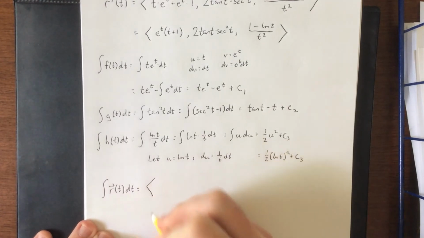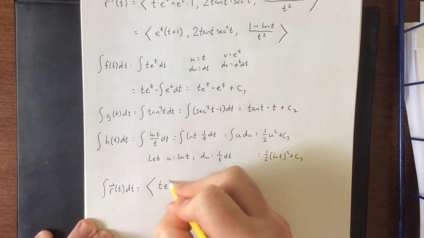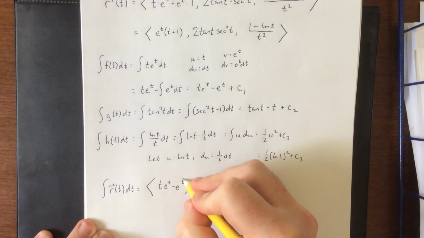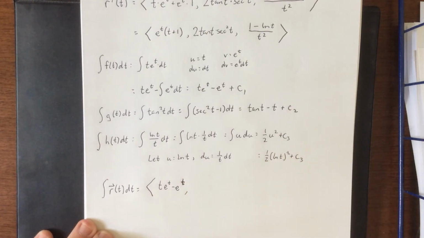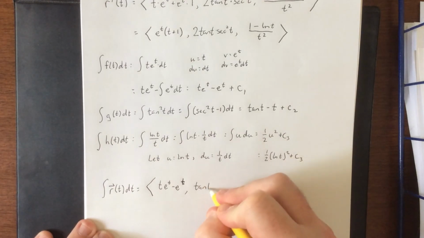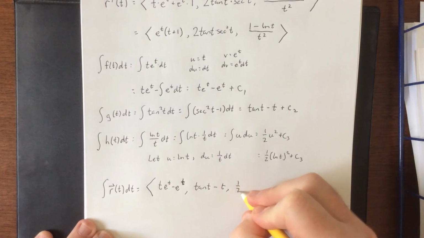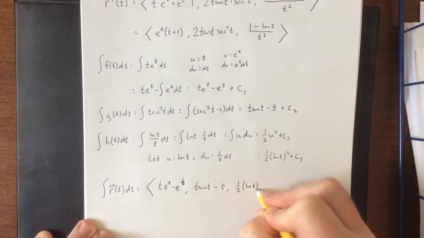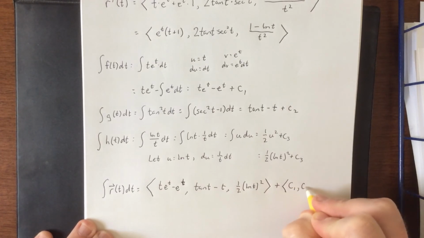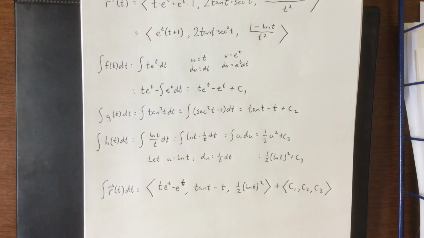So our final answer for the integral of r of t dt involves putting all of these back together. So for our f of t, we got t e to the t minus e to the t. We'll group all of the constants together at the end. For the g of t, we got tangent of t minus t. And for our third one, we got half of the natural log of t, quantity squared. And this will be plus the vector c1, c2, c3, referring to our constants of integration.